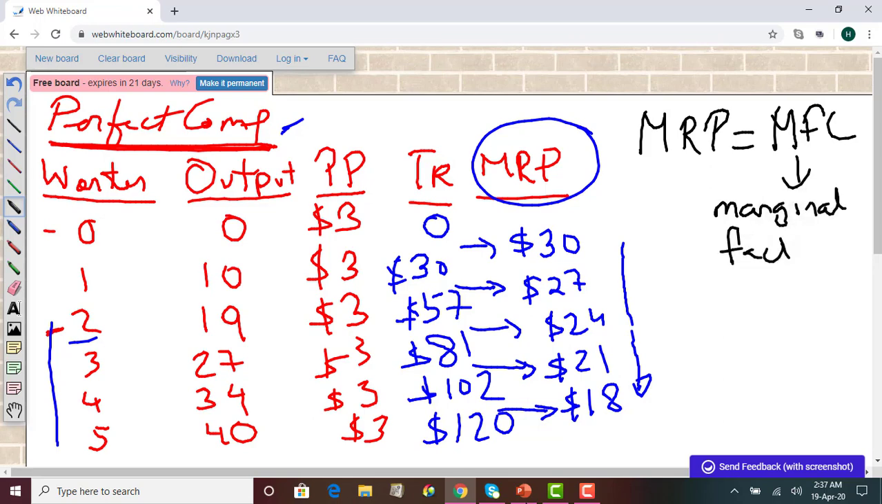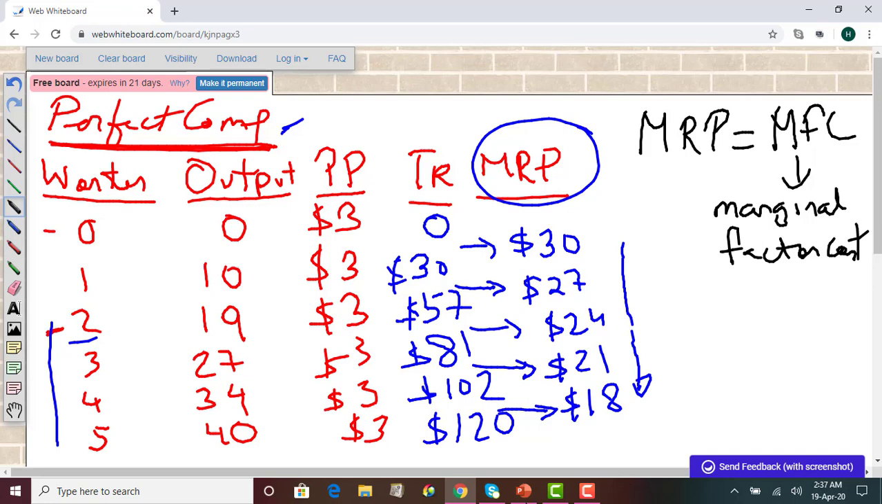Okay, so whenever the firm's marginal revenue product is equal to the marginal cost of the factor, what is the marginal cost of labor? That's what we are going to compare, and whenever they are equal, we will be employing that number of workers or labor.